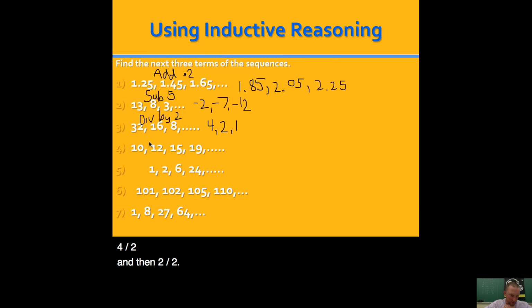Next sequence is a little bit different. We're originally increasing by 2, then we go up by 3, then we go up by 4. So your next term, we're going to add 5. Then we'll add 6. And then we'll add 7.